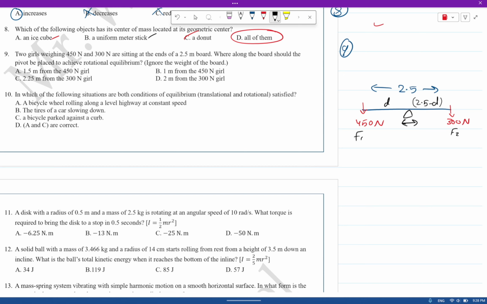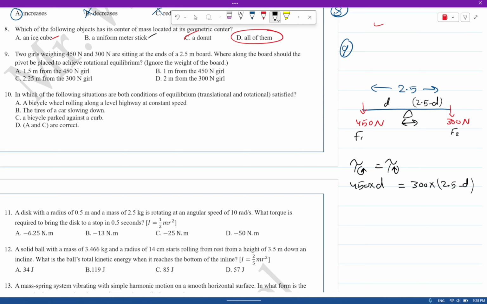Now, all you have to do is apply the rotational equilibrium. We know that the net torque in that case is 0, which means that the counterclockwise torque must be equal to the clockwise torque. So for the counterclockwise, that is 450 multiplied by the distance D, equal to, on the other side, 300 times 2.5 minus the distance.